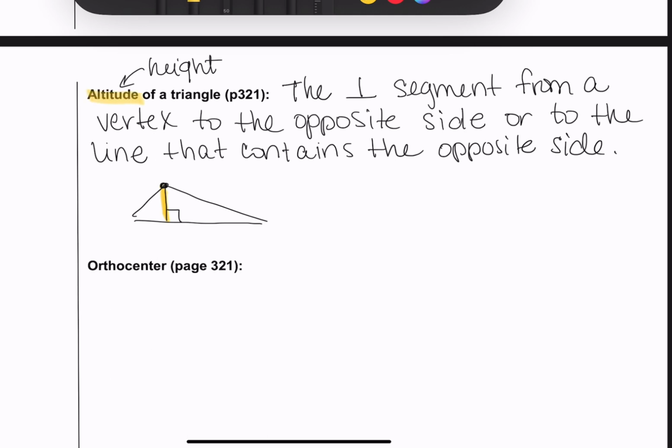However, what if it's not so straightforward? For example, let's say that I have maybe this really obtuse triangle. Well, it's not so straightforward where the altitude is. What I can do is extend that bottom base, maybe with a dotted line. Then I can draw from the vertex at the top a perpendicular segment coming down and meeting that. If I found that length, that would still be considered the altitude. It is the height.